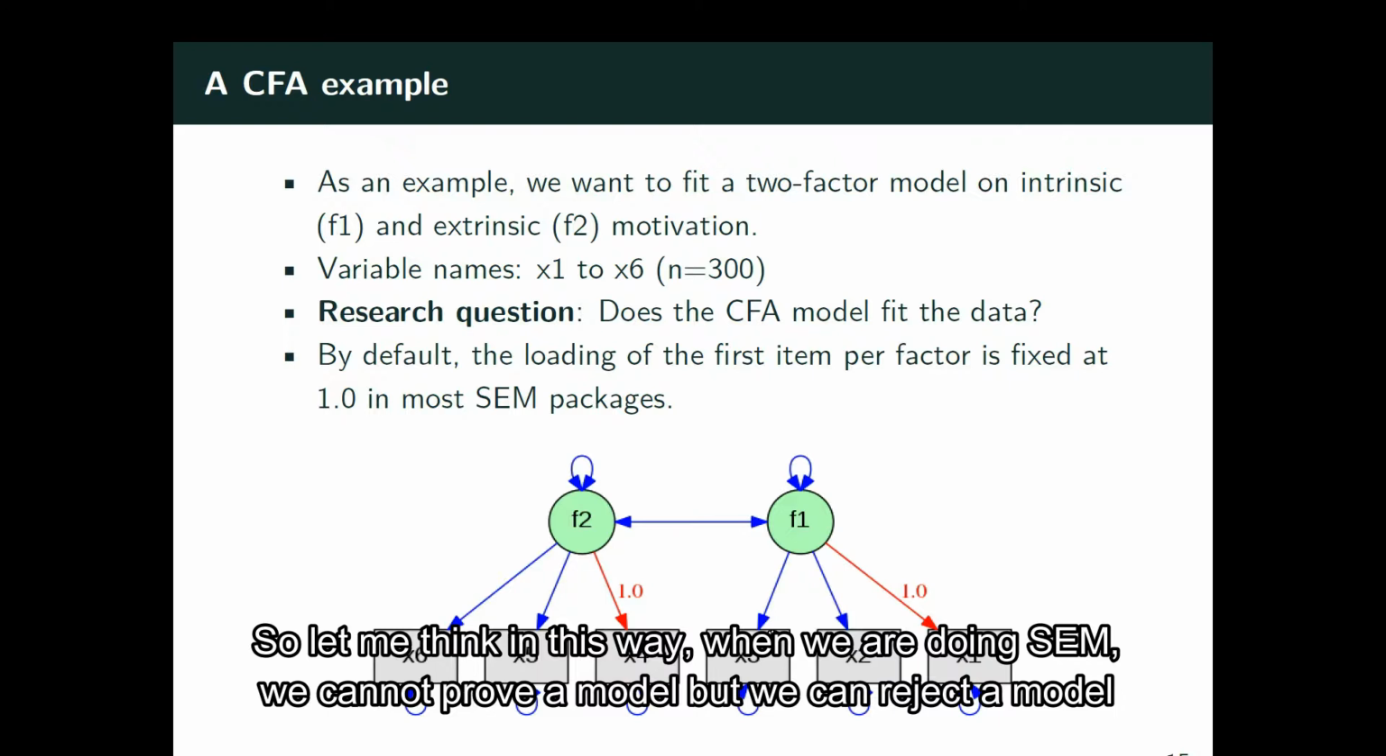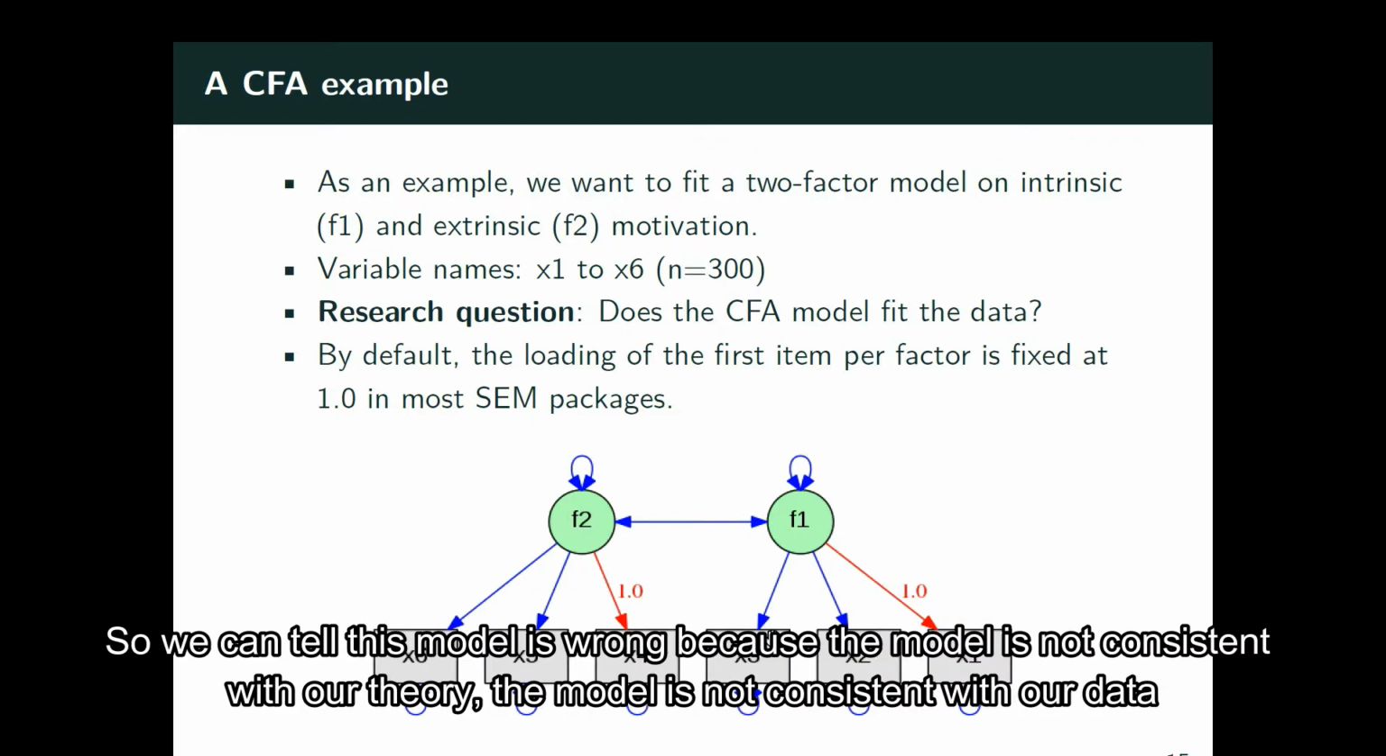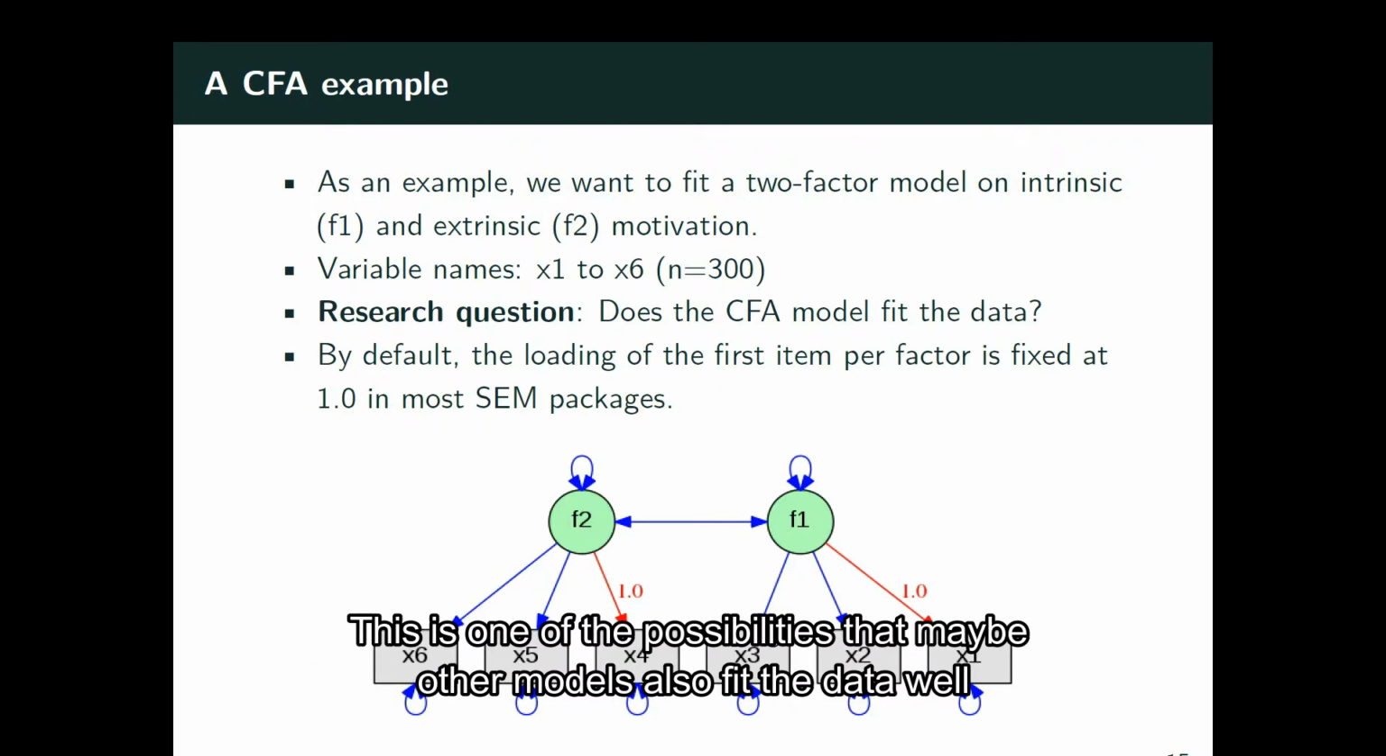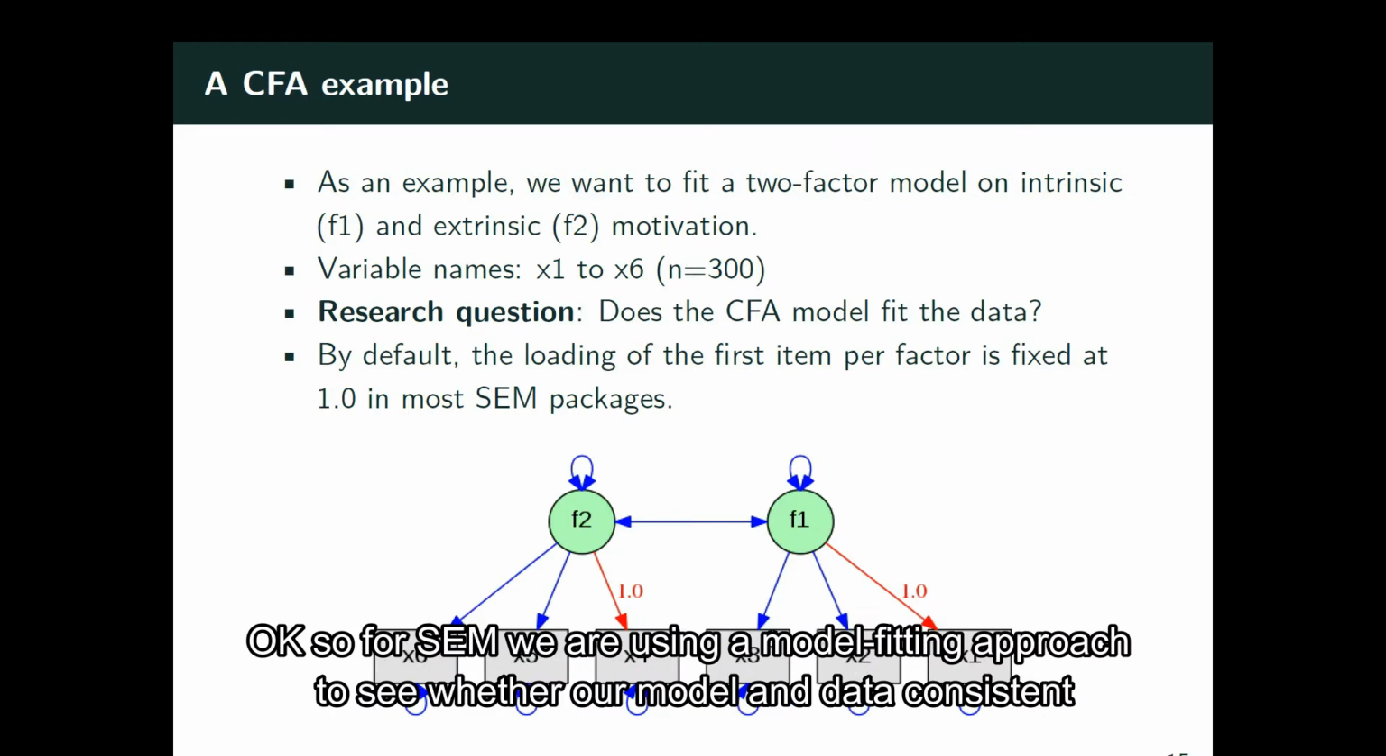Okay, so let me frame it in this way. When we are doing SEM, we cannot prove a model, but we can reject a model. We can tell that this model is wrong because the model is not consistent with our theory or not consistent with our data. However, if the model is consistent with the data, we can't prove that this is the correct model. This is one of the possibilities. There may be other models that also fit the data well. So for SEM, we are using a model fitting approach to see whether our model and data are consistent.